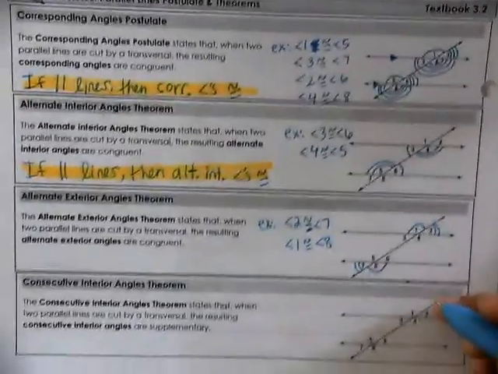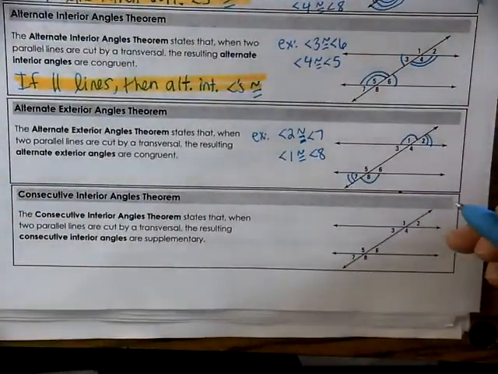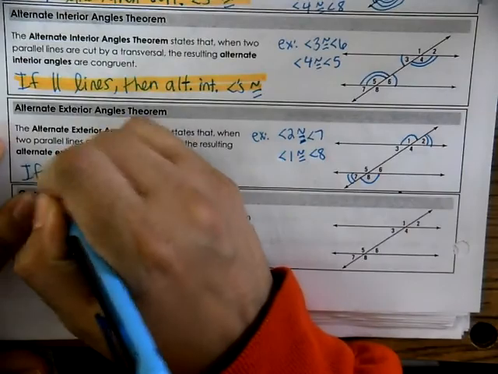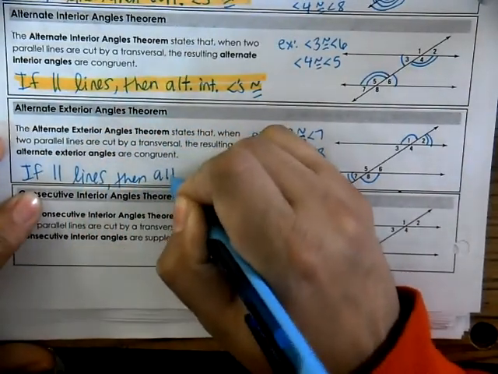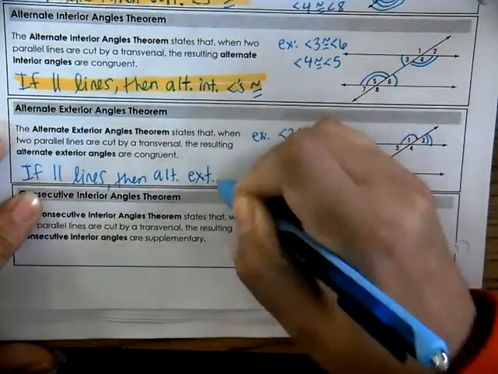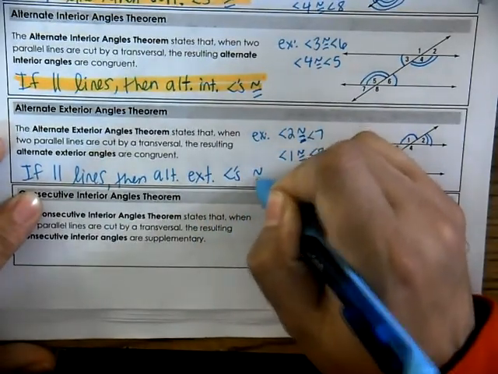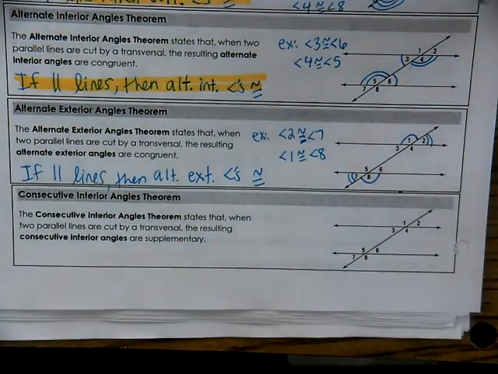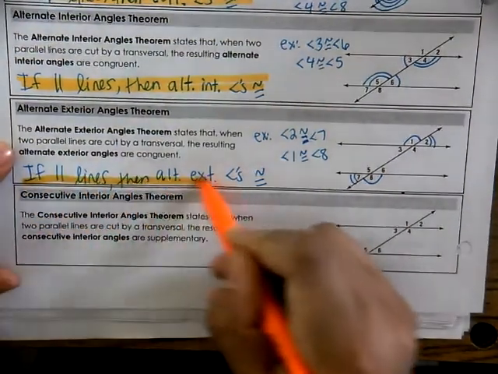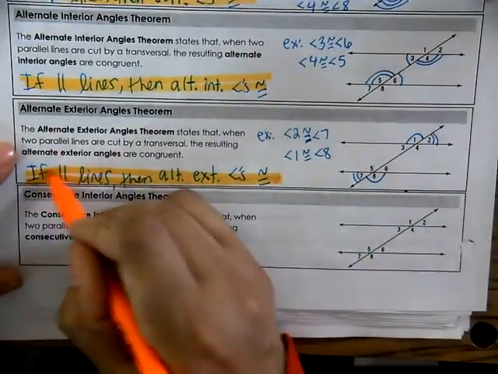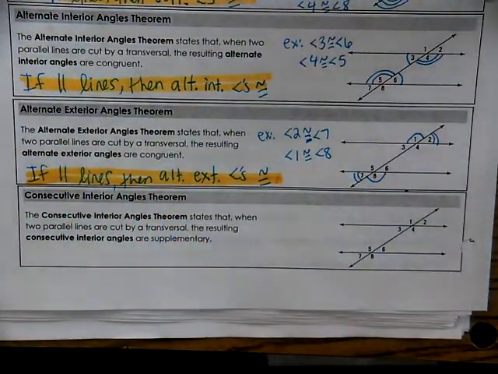Okay, and I'll move that. Okay, and here it is written out. If parallel lines, then ALT, that's alternate, EXT, exterior, angle symbol, and congruent symbol. Alternate exterior angles are also congruent. Okay, and there is that third one so far. So these three are very similar. The only thing that changes is the word for the angle, either corresponding, alternate interior, or alternate exterior.